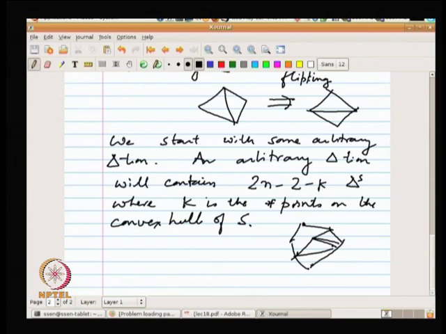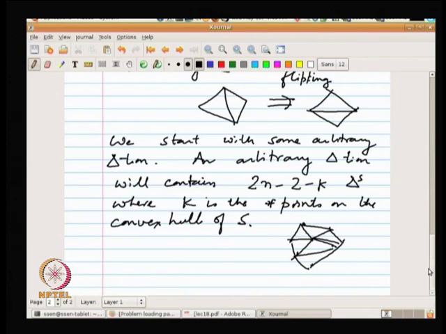So whatever triangulation you construct, some arbitrary triangulation, these are the points in the boundary, the k points in the boundary. Then the total number of triangles, you can verify, is 2n minus 2 minus k. Anyway, it is still linear. The number of triangles is always going to be linear in the number of points.